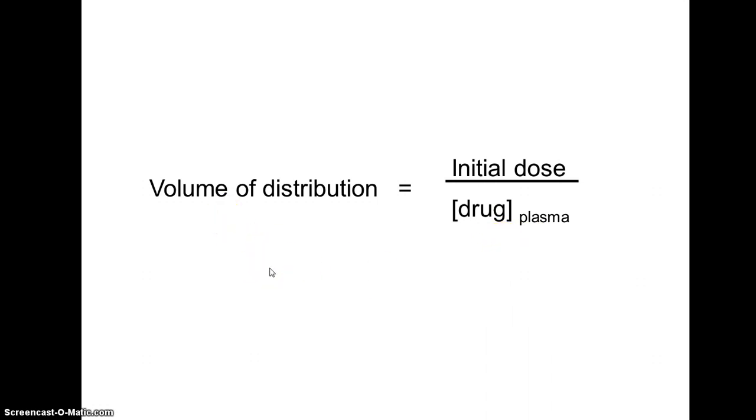So you can see that this really reflects that the volume of distribution is an indicator of how much drug is distributing to the tissues.